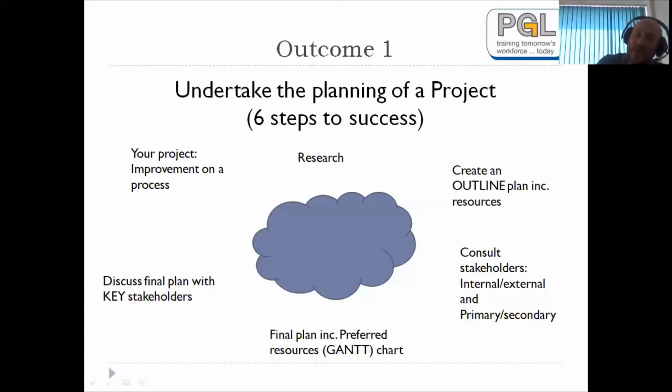Your final step is that once you've created this information and created a Gantt chart, you can then discuss this final plan with the key stakeholder who you originally dealt with in step 4. So those are the 6 steps which will help you work towards outcome number 1.